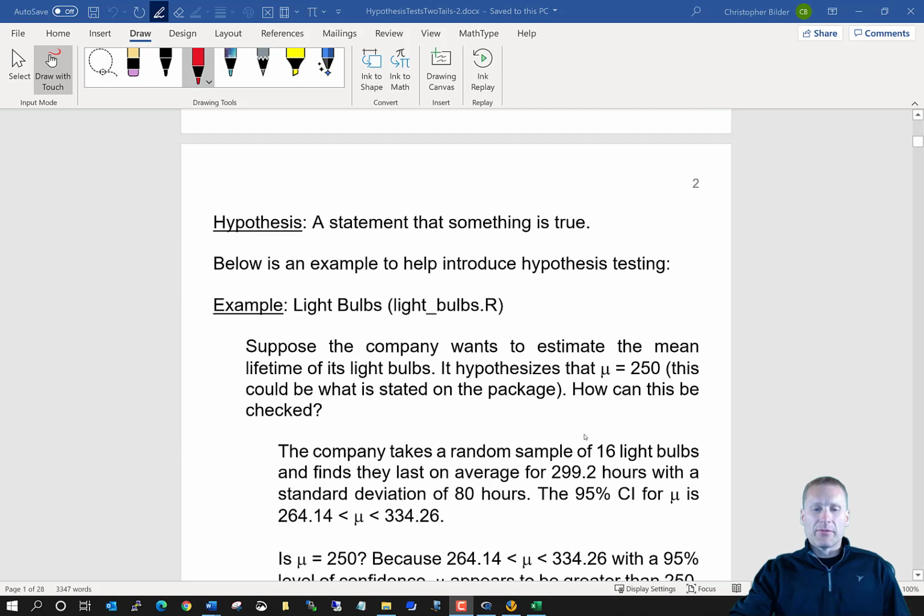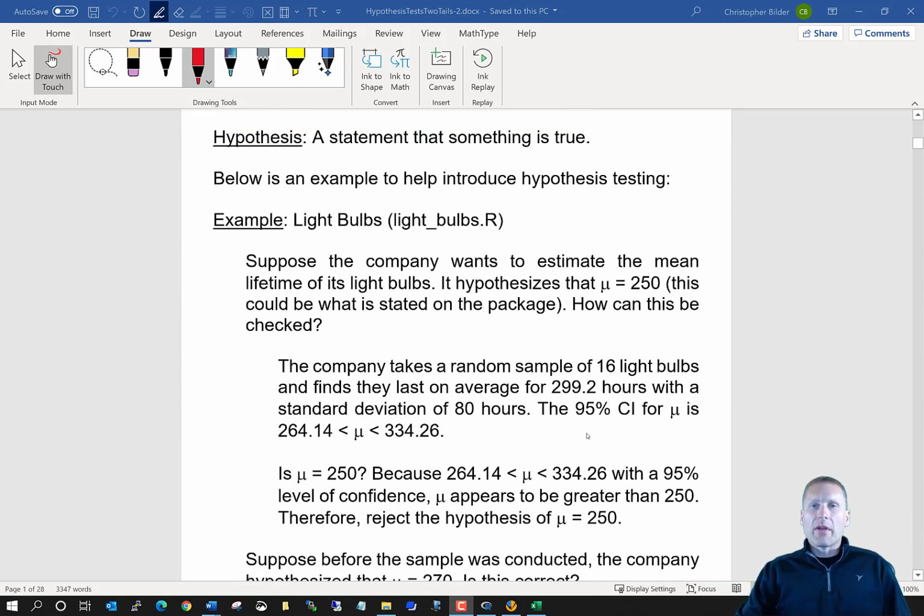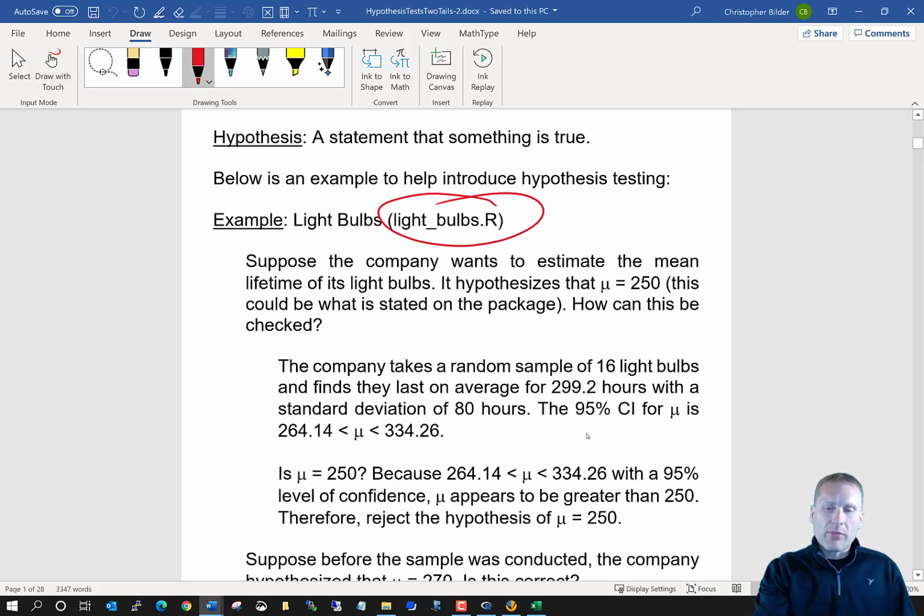Okay, so page 2. First of all, let's just start with a definition of what is a hypothesis. Well, a hypothesis is a statement that something's true. And what we're going to try to use is our sample to make judgments about a hypothesis concerning the population. So we can go back to our light bulbs example that we've seen before. And we're going to use now our confidence interval in a similar manner as before, but now in a more formal way to make a judgment about a hypothesis.